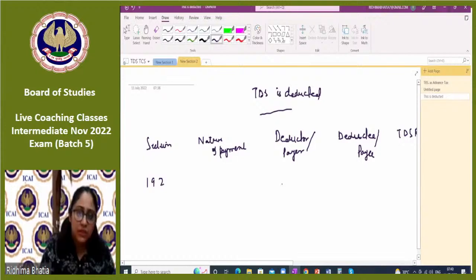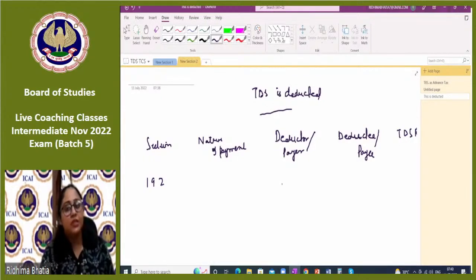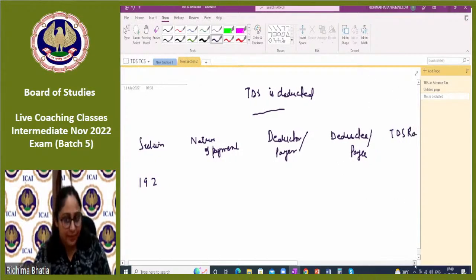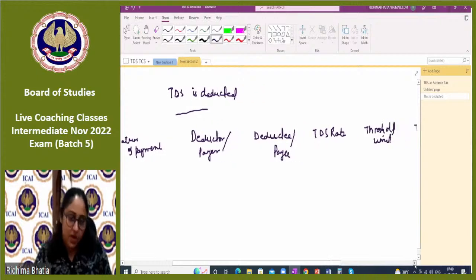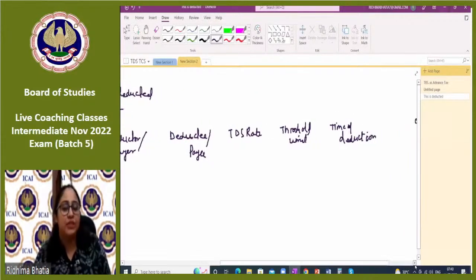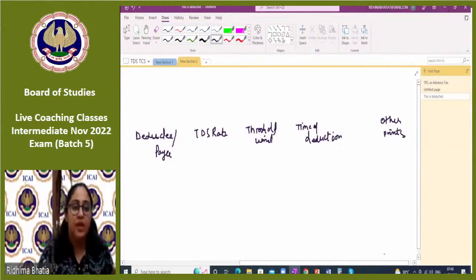Who has to deduct the tax? Obviously, you'll say the payer, but whether everyone has to deduct the tax, for whom the tax has to be deducted, basically, on whom such section would be applicable. What would be the TDS rate? What would be the threshold limit? What would be the time of deduction? Time of deduction means that entry I showed you, when that deduction has to happen.